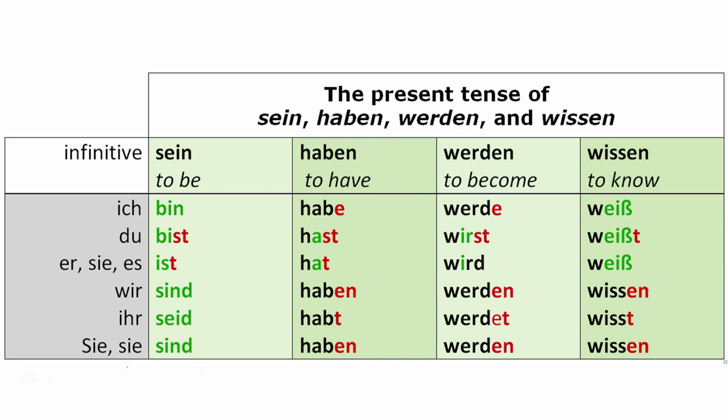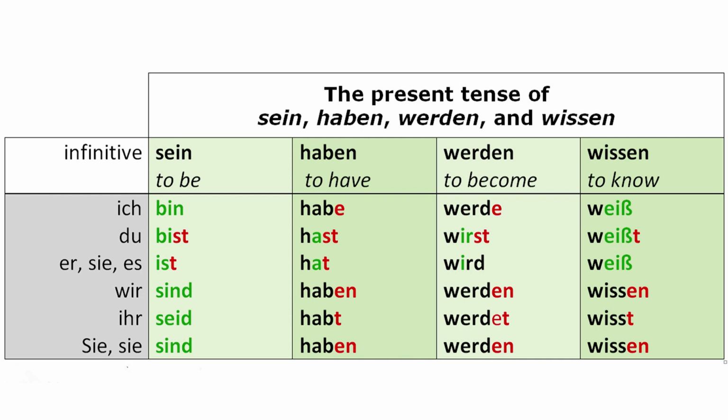So, I is ich. I am is ich bin. You are is du bist. And er, sie, es is he, she, it is. Wir sind means we are. Ihr seid means you are. Then Sie sind. We have two Sie here. The first Sie is you and the second sie is they. Sie sind: you are, they are.